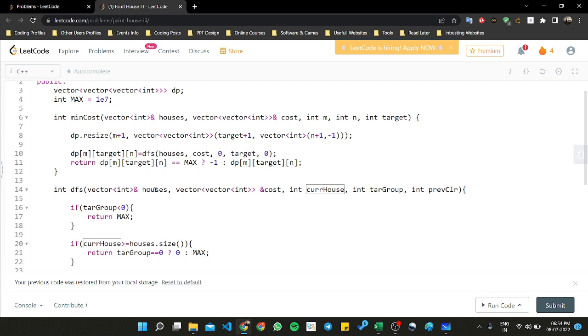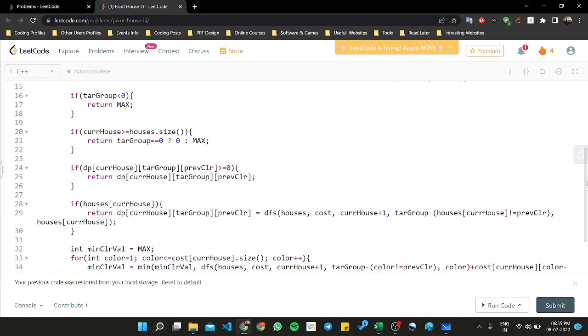This function will take 5 parameters. The first parameter is houses, the second parameter is the cost matrix, and the third parameter is which house I am currently at. The fourth parameter is how many neighbor groups should be formed, the target, and the fifth parameter is the previous color, which color I painted previously. I call this function initially with an imaginary house, which is the 0th house, and also an imaginary color. It is a starting node, to start this recursion call.